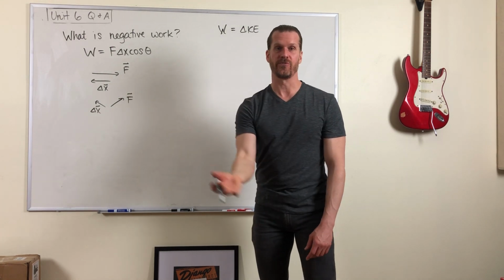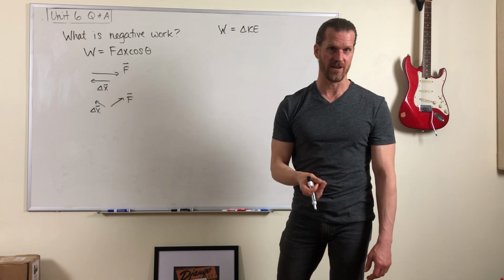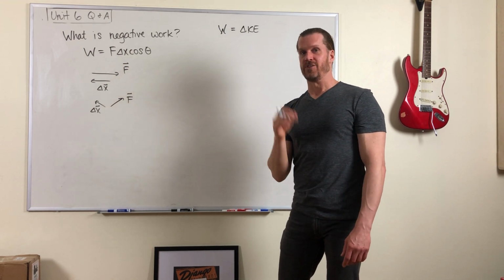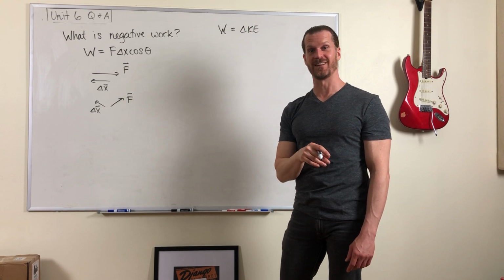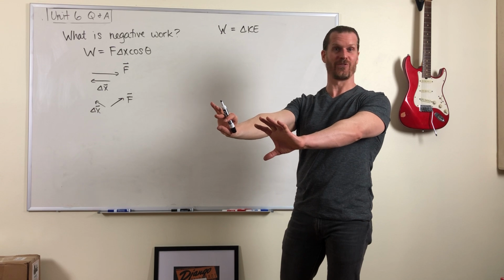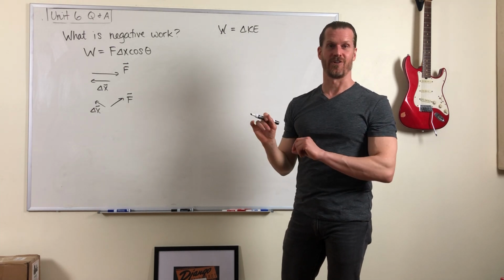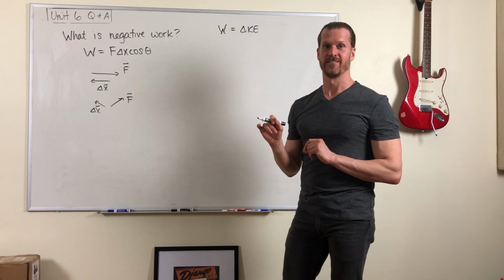Friction forces always do negative work. They tend to slow objects down. Your car rolling down the hill is tending to speed up, but now if you start pushing, you're slowing down that car. By doing negative work on the car, you're slowing it down.